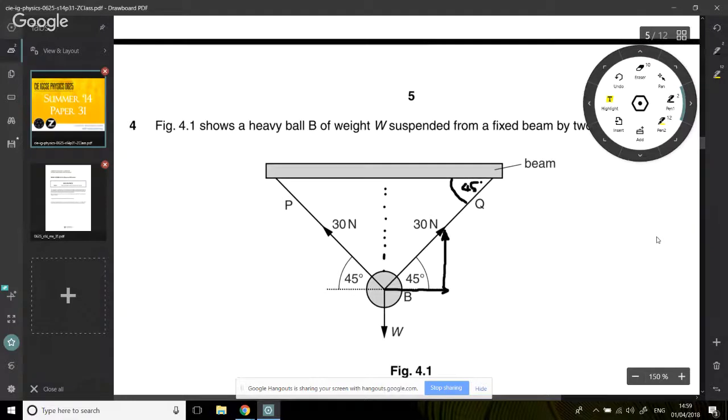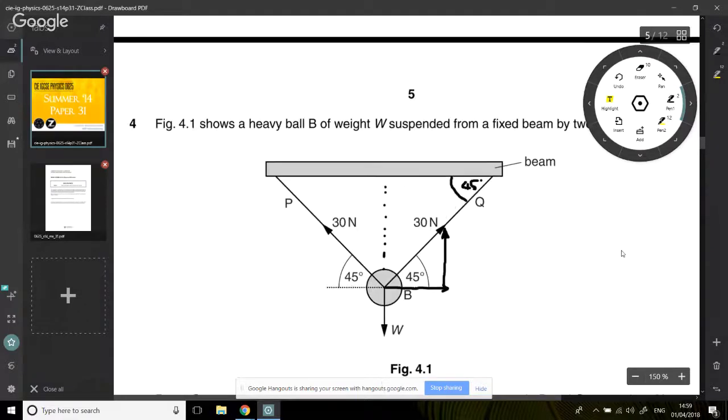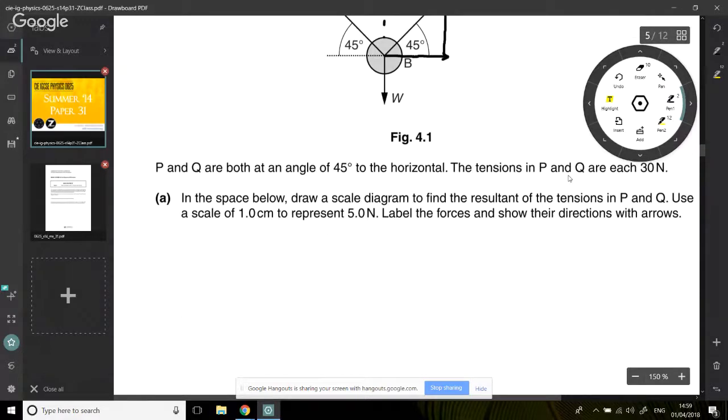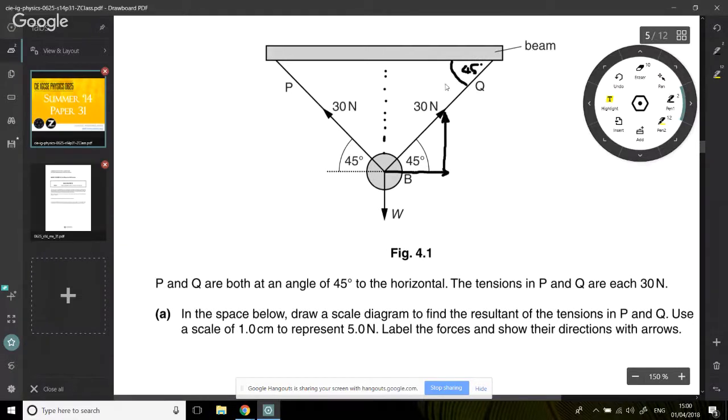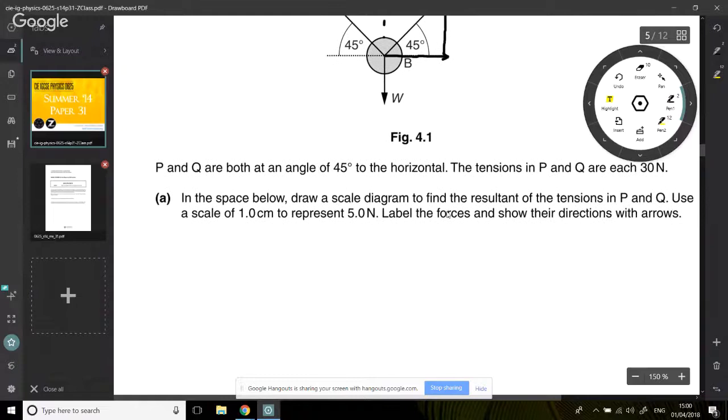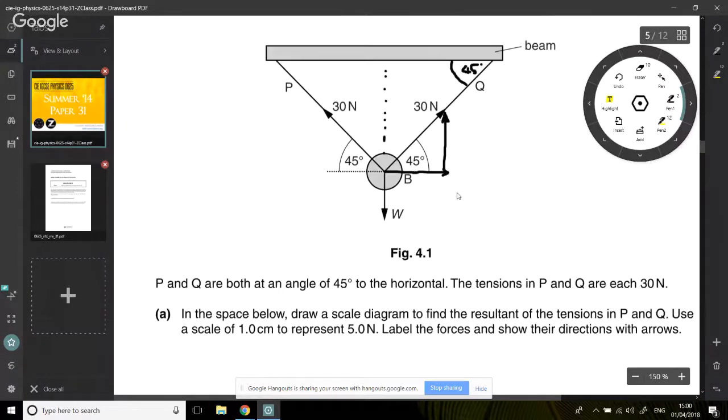Okay, so this is quite a straightforward question. I mean, it looks quite intimidating with all the numbers and symbols. Basically, some weight is being held in equilibrium by two strings attached to a beam. All they want you to do is redraw this diagram, keeping the scaling, and from that you can work out the forces and the weights on the beam itself.